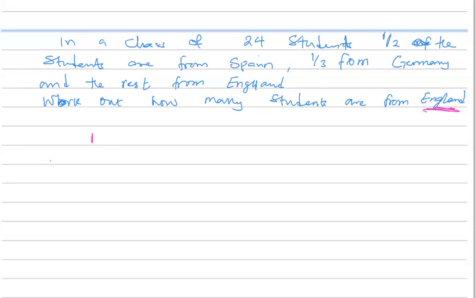From Spain, it's going to be one over two of 24, that gives you 12. From Germany, you have one over three of 24. That gives you eight.